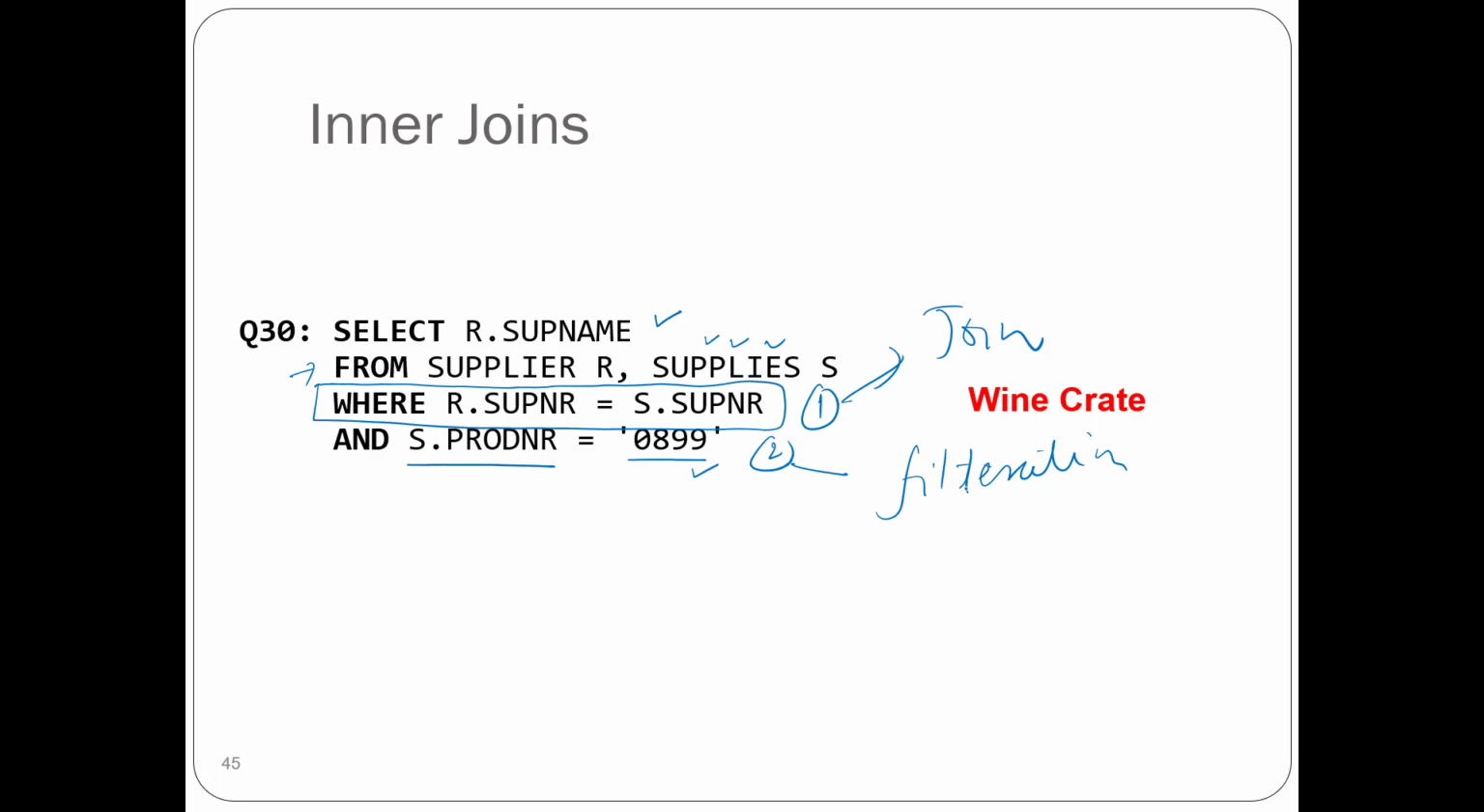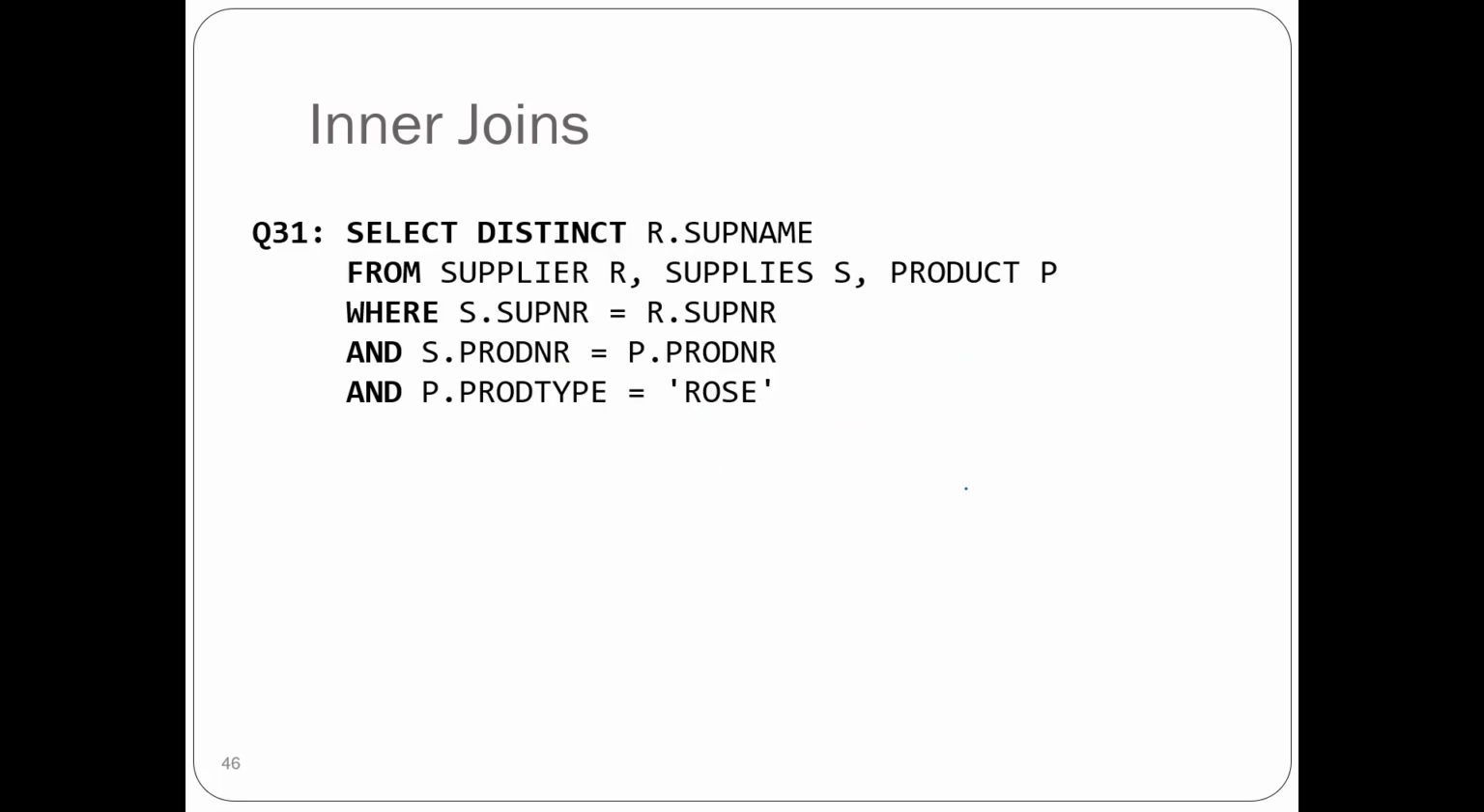Okay, simple filtration to filter out only the records for the product 0899. Good. Let's see what we have next. Here we want to list the supplier name, right? So it is interesting because we are making use of the distinct keyword. What we want is the distinct supplier names of those who are supplying this product with the product type as rows.